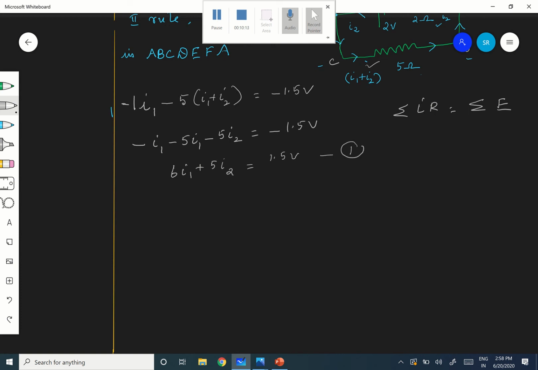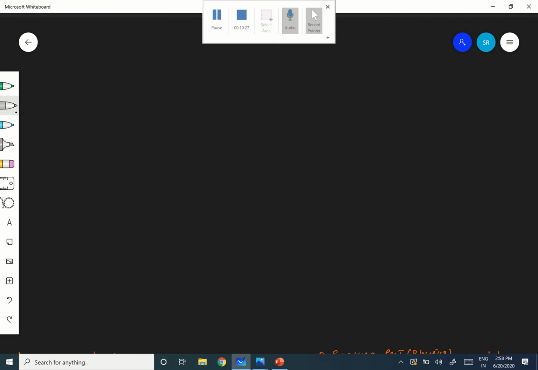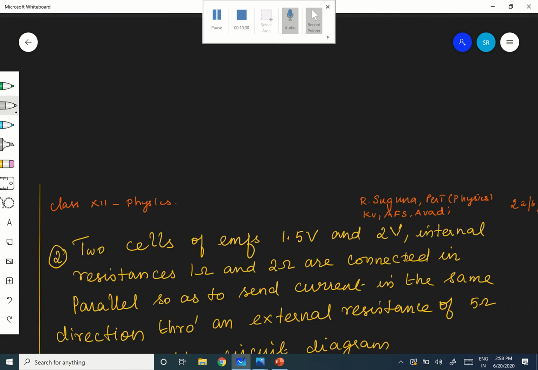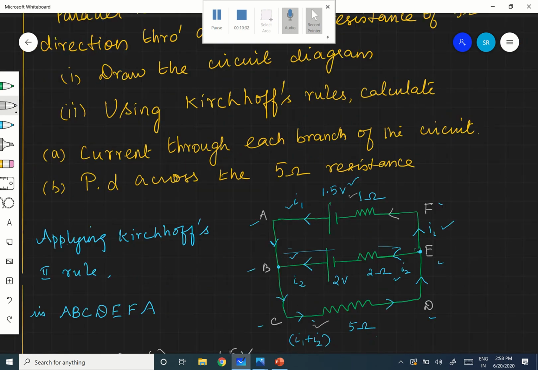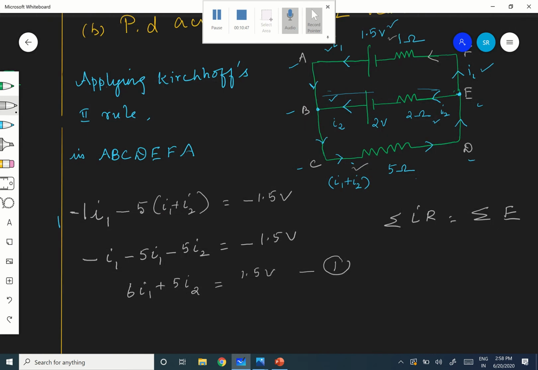First equation is ready. Now you go for the second. In this, I have included only the 1.5 volt in the circuit. Now I want to include the 2 volts also. Therefore, take B, C, D, E, B, the loop of B, C, D.